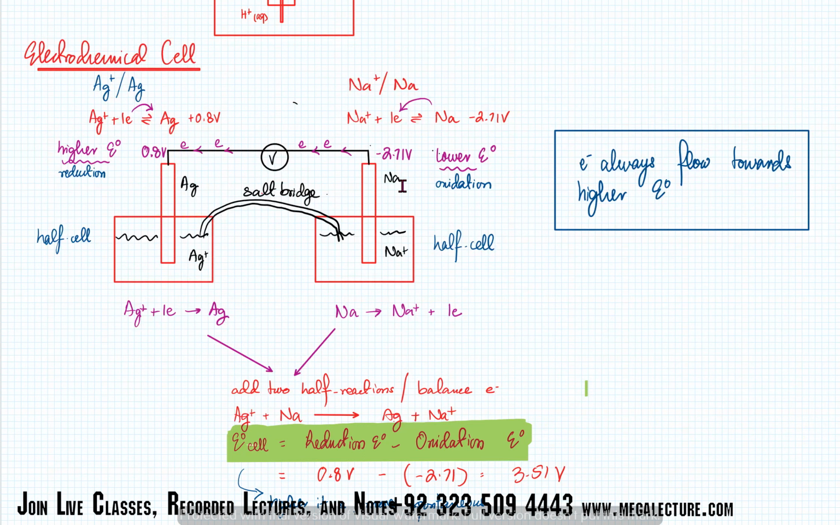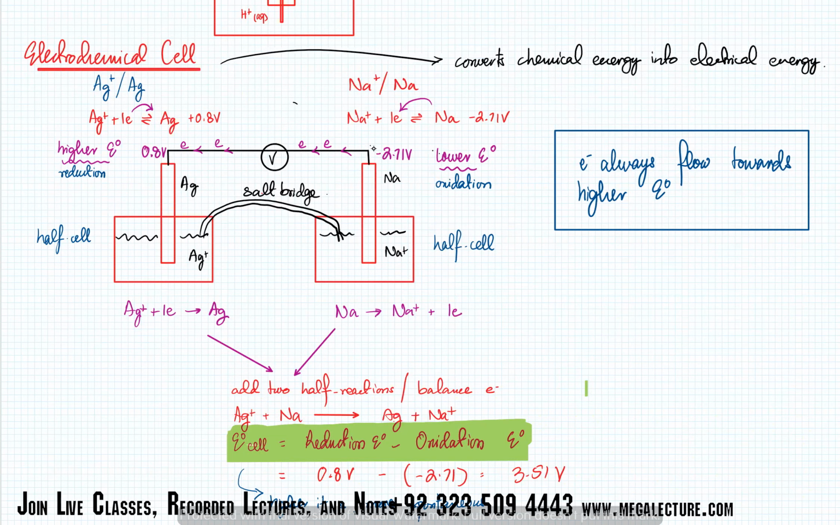The reason you call it a cell is that now you have energy being produced. A cell produces electrical energy. Okay, electrons are moving from one half cell, one electrode, to another electrode. So it converts chemical energy into electrical energy. That's what a cell does.